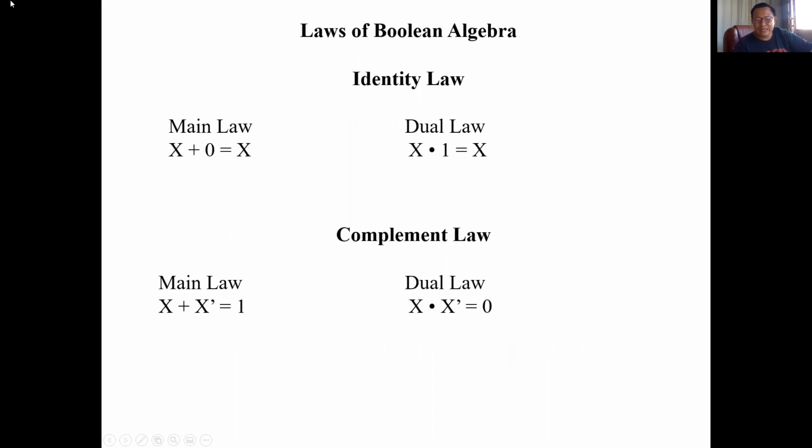Identity law. You must memorize this. X plus 0 is X. Anything ORed with a 0 is itself. X times 1 is X. Anything ANDed with a 1 is itself. Okay. X plus not X, not can also be written like this, is always equal to 1, because one of them is a 1, and anything ORed with a 1 is a 1. X and not X is a 0, because anything ANDed with a 0 is a 0, and one of them is surely a 0. Any questions? Okay.